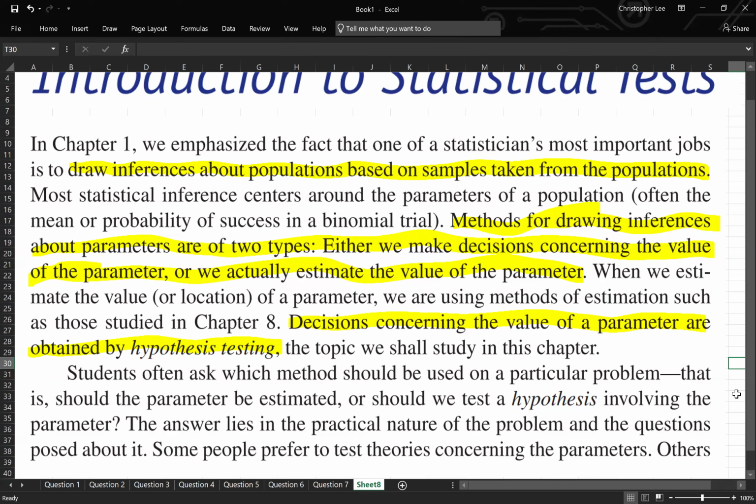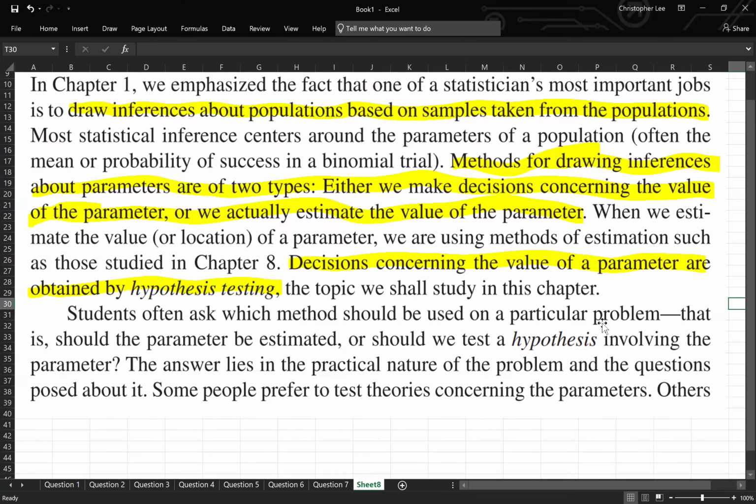Where we're trying to estimate what the population mean, mu, could be from a sample that was taken. Decisions, that's a key word there, decisions concerning the value of a parameter are often obtained by hypothesis testing. This is the last question on your test, hypothesis testing, right? And then this topic will be studied further. Students often ask which method should be used on a particular problem. That is, should the parameter be estimated, or should we test a hypothesis involving a parameter? The answer lies in the practical nature of the problem and the questions posed about it. And some people prefer to test theories concerning the parameters.